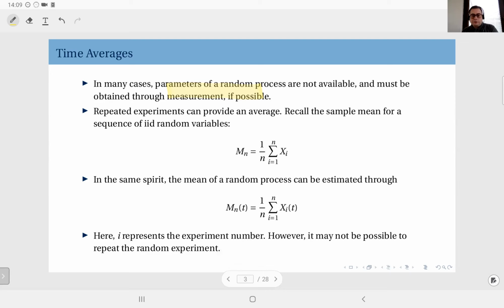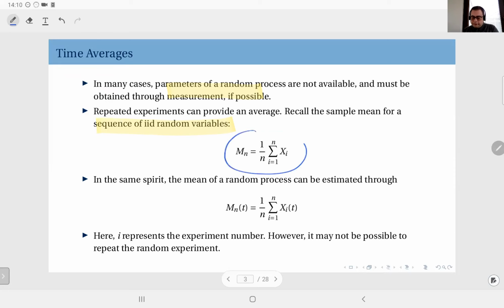And of course, with measurements, you have limited observations. You cannot cover the entire time axis. You cannot repeat some random experiments, etc. But of course, with repeated experiments, if you can repeat a random experiment, you can obtain an average. Okay, if you remember, we did this for a sequence of IID random variables, right? We wanted to estimate the mean of, for instance, an IID random variable sequence, and for this we used the sample mean.